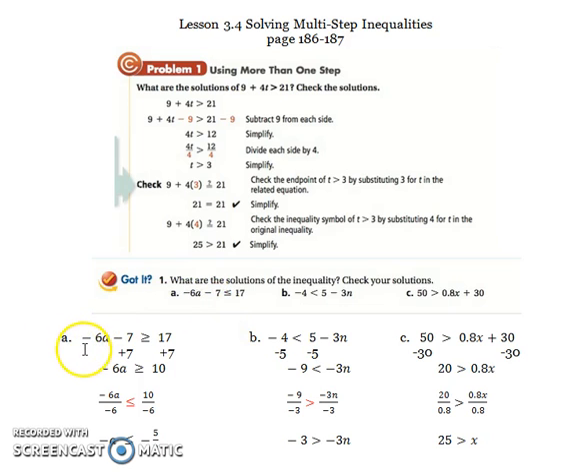A says negative 6a minus 7 is less than or equal to 17. I'm sorry, the signs are wrong here. This should be a less than or equal to. This should be a less than. This should be a greater than. These should all have an equal to, but I apologize.